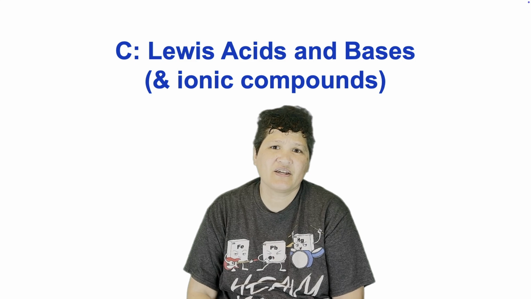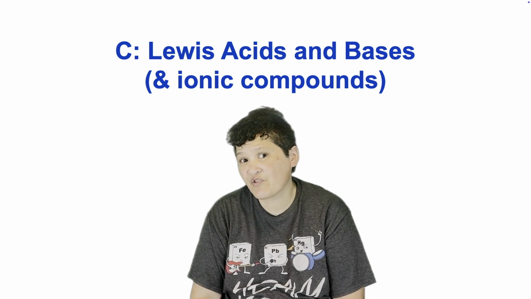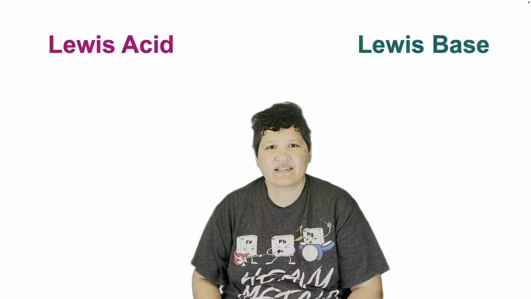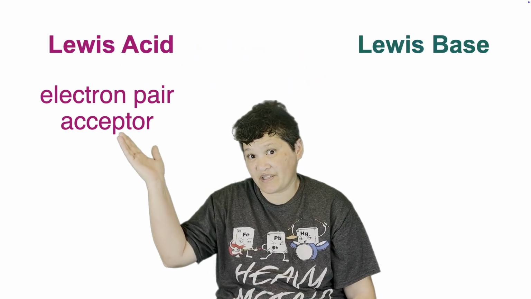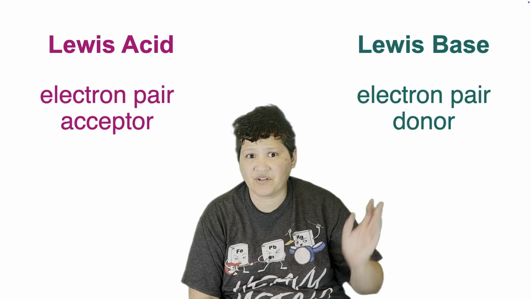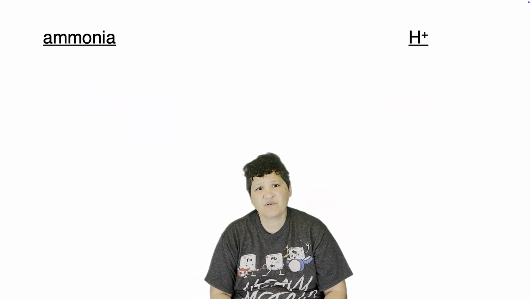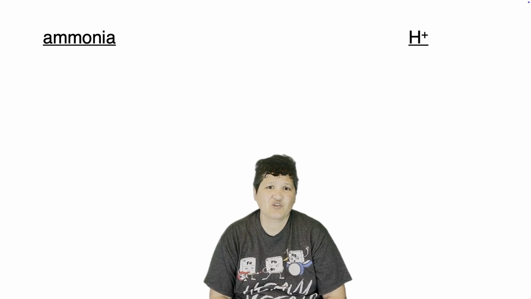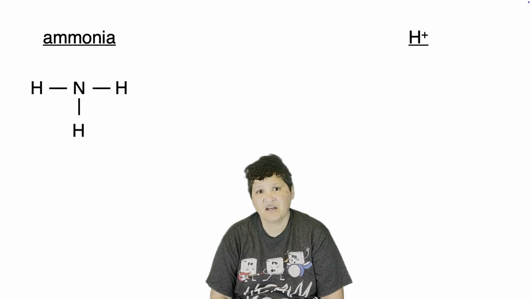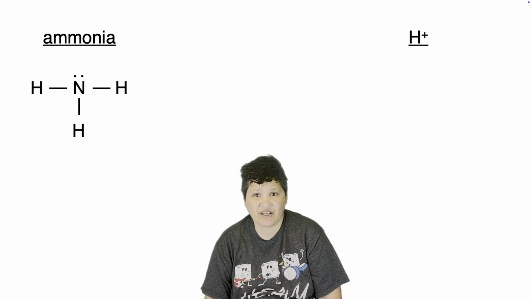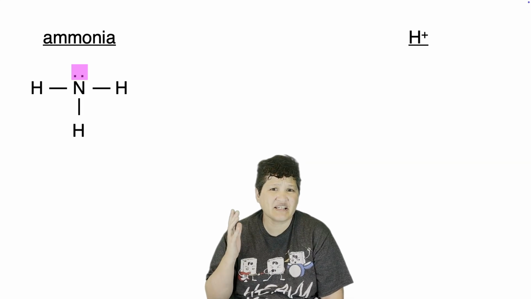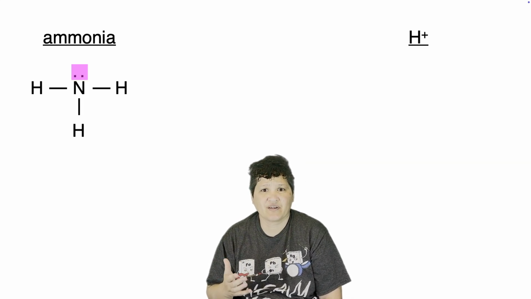The last clue towards understanding metal-ligand complexation comes from your knowledge of Lewis acids and bases. You might remember that a Lewis acid is defined as an electron pair acceptor, and a Lewis base is defined as an electron pair donor. The classic example of Lewis acids and bases are ammonia and H+. Ammonia is NH3, which we can write this way, plus it has a non-bonding pair of electrons. It is this pair of electrons that make ammonia an excellent electron donor or Lewis base.